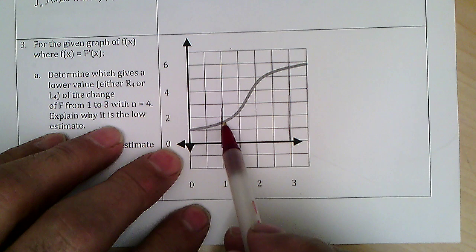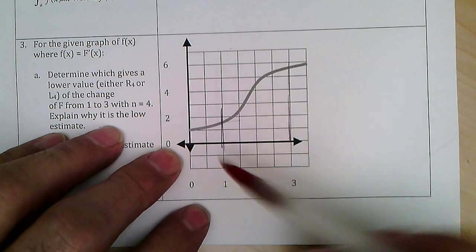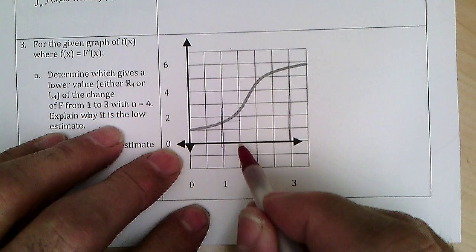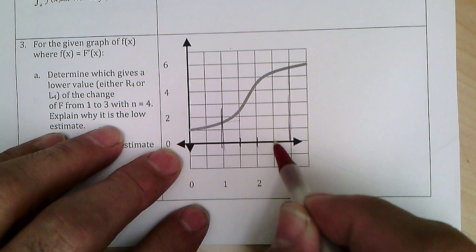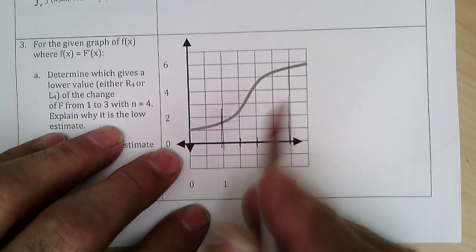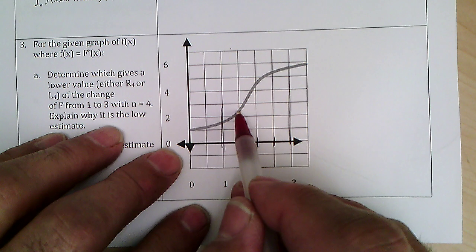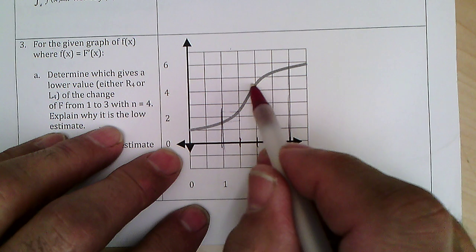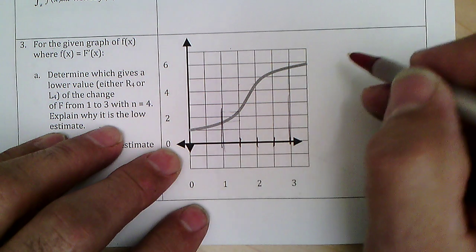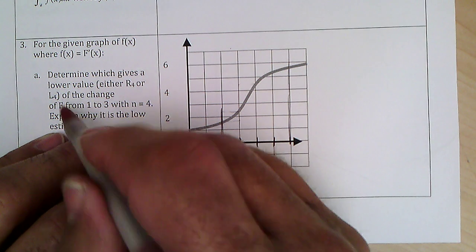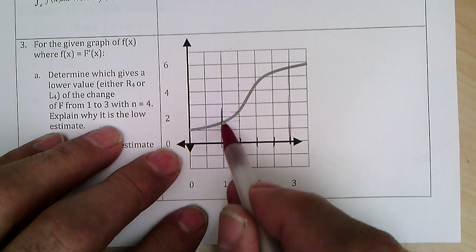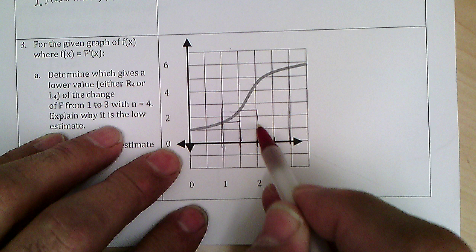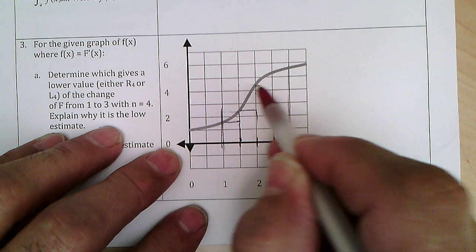So R would use the right side, and see, if we're going to split this into 4 places, that'd be 1, 2, 3, 4. And if we use the right side, that would make this first one too tall. That would make this one too tall because this function is increasing. So right would be too much. The left, if we use the left side, would be underneath. The left side would be less.